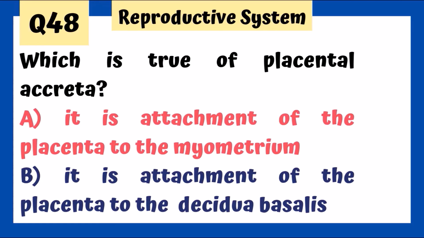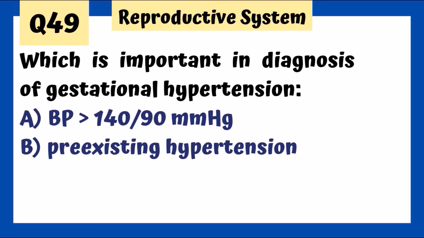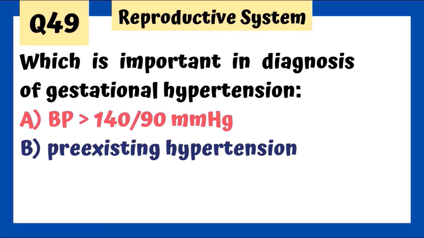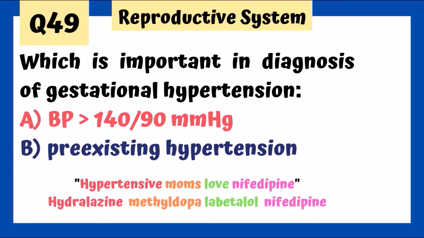Question 49, which is important in diagnosis of gestational hypertension? It is basically a woman with high blood pressure who did not have a pre-existing hypertension. We treat it with antihypertensives such as hydralazine, alpha-methyldopa, which is used less nowadays, labetalol, and nifedipine. And there's just an interesting mnemonic: Hypertensive moms love nifedipine, hydralazine, methyldopa, labetalol, and nifedipine. Again, methyldopa is not used as much these days.